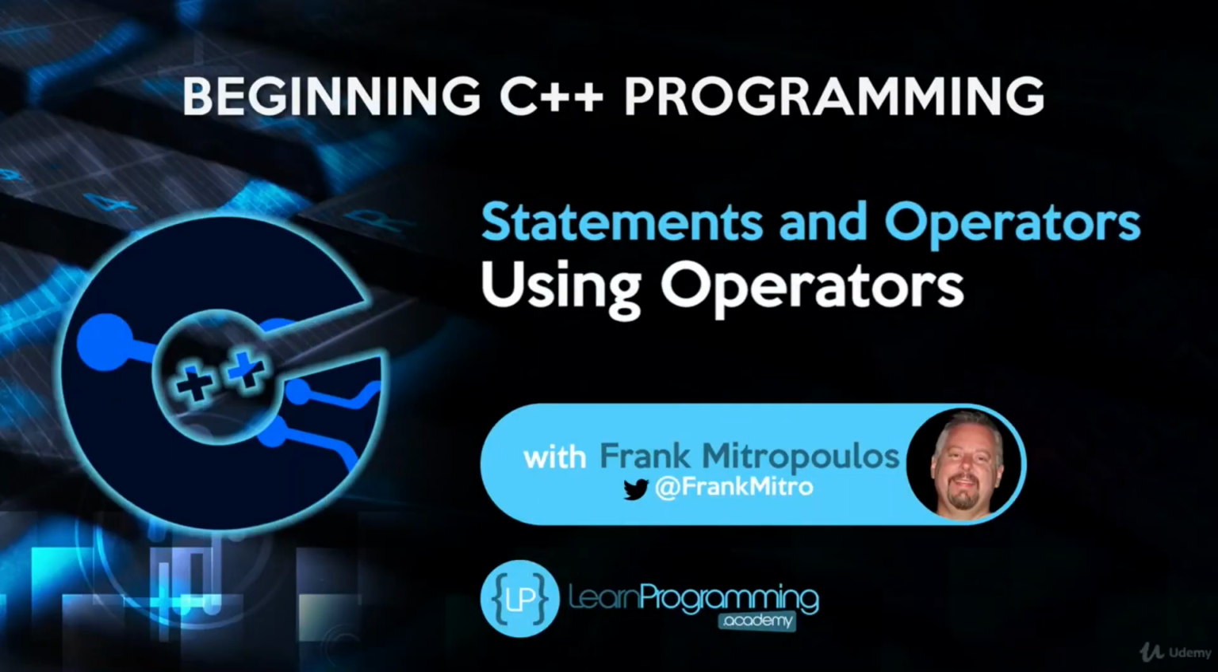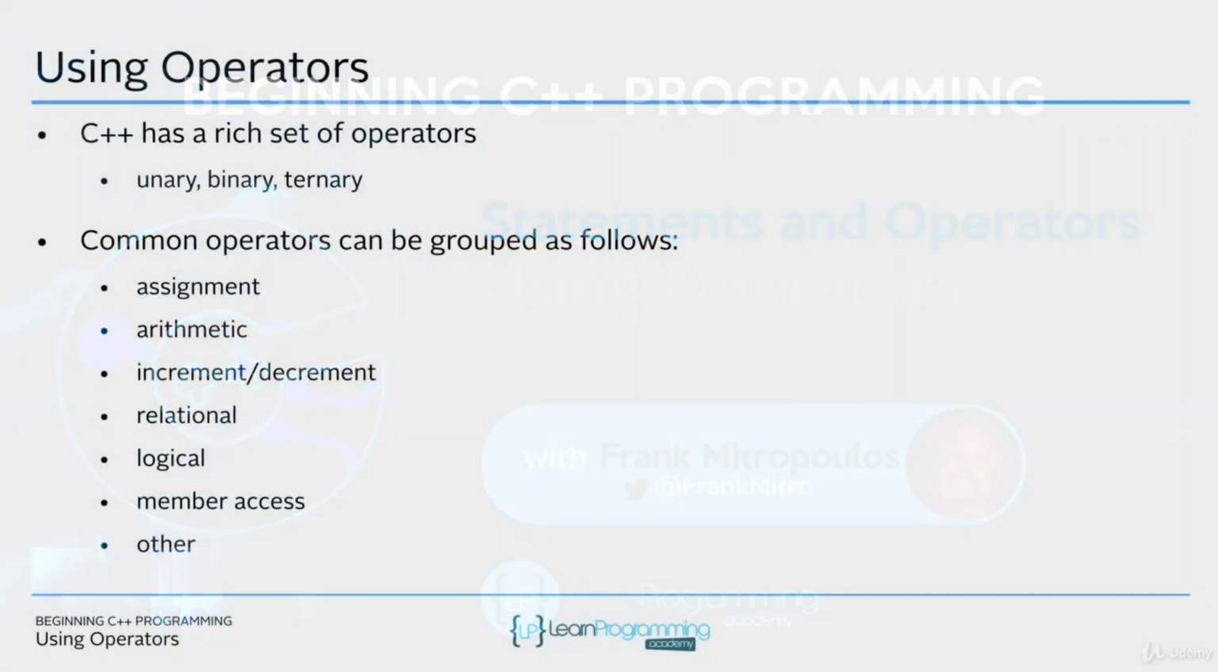C++ has a rich set of operators that can be used to build up expressions. Most of the C++ operators are binary operators, which means they operate on two operands, for example, the multiplication operator. However, some are unary operators, which means they operate on only one operand. An example of this is the unary minus operator, which simply negates its operand. There's even a ternary operator that operates on three operands. This is the conditional operator.